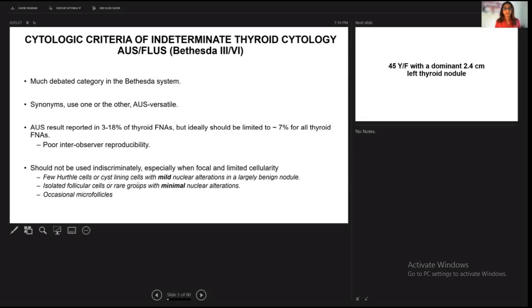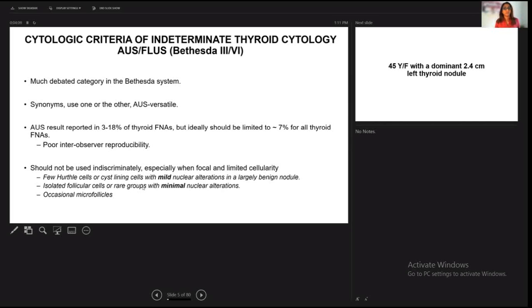So the synonyms are AUS or FLUS. I've always been asked the question, which one is the better terminology to use? According to the Bethesda system, either AUS or FLUS is okay to use. It depends on the institution. What Bethesda advocates is to use one or the other. Either use AUS or use FLUS. Do not use AUS in some cases or FLUS in some cases. Although I think in real practice, it really varies, because I personally have used AUS in certain situations and FLUS in certain situations.